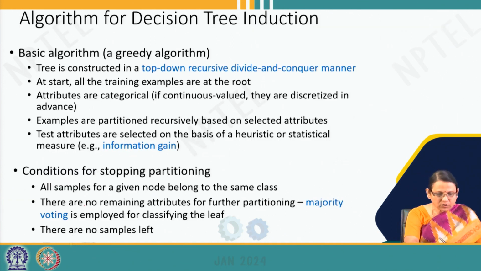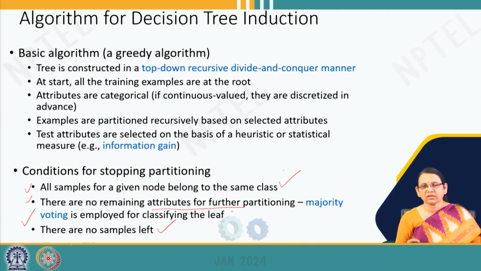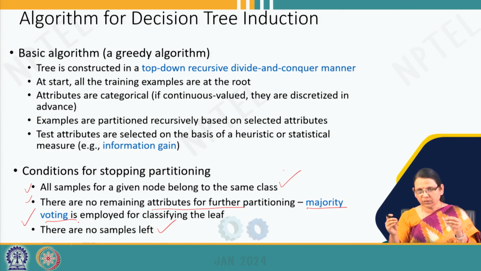And you can also stop, these are the 3 different situations. All the samples of a given node belong to the same class. There is no sample left, that is second, and sometimes there is no attribute remaining to explore further. You have exhausted with all the attributes. In that case, the majority voting is employed. Majority voting in the sense, depending on how many response variables of which category are there in that particular set, whatever is the majority, you employ it as your class.